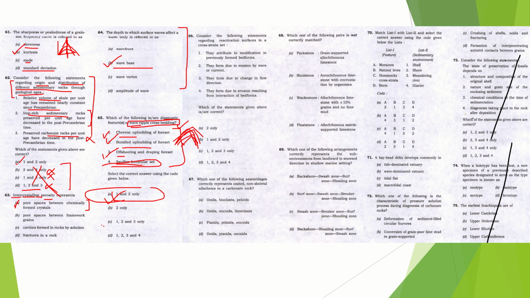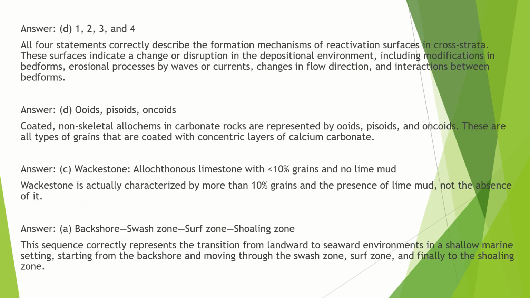No, no, this is not 1, 2, and 3. This one. So it's asking us about the statements regarding reactivation surface in a cross strata set. And again the question is on structure. Can you see cross strata? Okay, cross bedding. Now there is another one, bayhead delta, another one on the structure. So kind of repetitive. So it's asking that some statements are given for reactivation surfaces. So what are the statements?